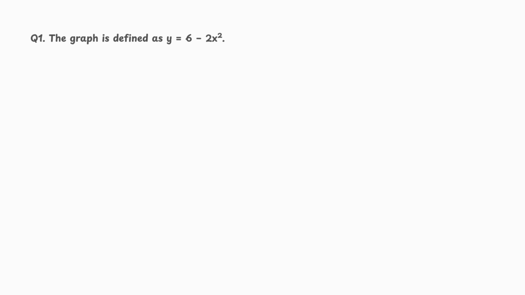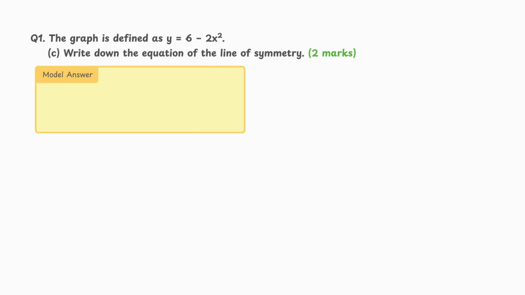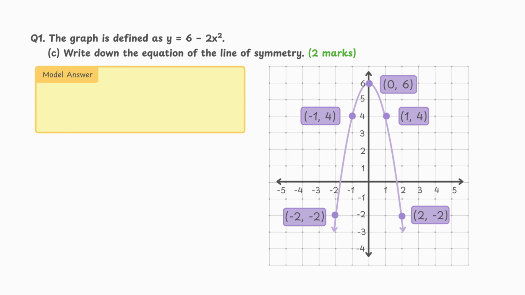Question 1, Part C. Write down the equation of the line of symmetry. Now this part is about identifying the center of the graph. We already plotted the graph in Part B, so we can use that information here. Look carefully at the graph. Notice how the left side and the right side are mirror images of each other. For example, (negative 1, 4) and (1, 4) are at the same height. Also, (negative 2, negative 2) and (2, negative 2) line up perfectly across the graph.